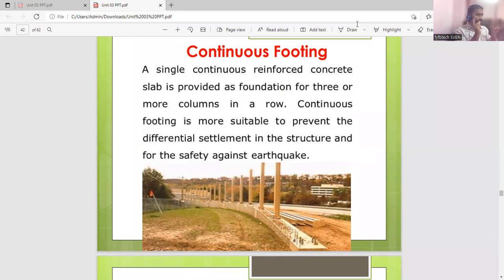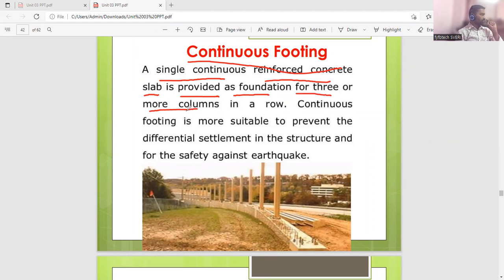If there are two columns and the footing is provided with combined effect, then that is called a combined footing. In the combined footing there will be rectangular footing and trapezoidal footing. If there are more than 3, more than 4 continuous columns, and one footing is provided for all of them, in that case it is called continuous footing. A single continuous reinforced concrete slab is provided as the foundation for 3 or more than 3 columns in a row. Continuous footing is more suitable to prevent differential settlement in the structure and for safety against earthquake.